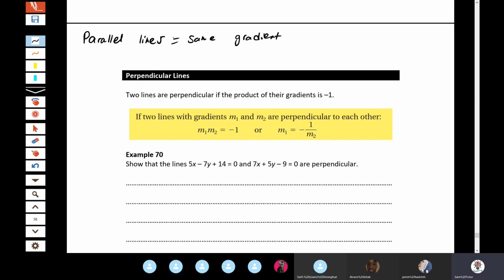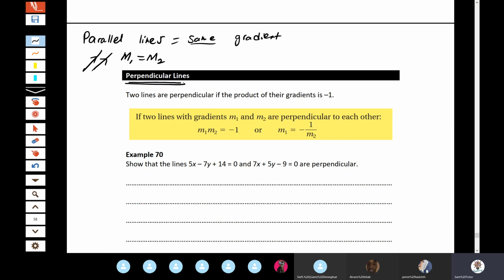So if you could find the gradient of one, then you can find the gradient of the other ones because they've got to be the same. So nice and simple. If something is parallel, they've got the same gradient. Easy. So technically, m1, your gradient of 1, is equal to the gradient of the other one. Simple. m1 equals m2.